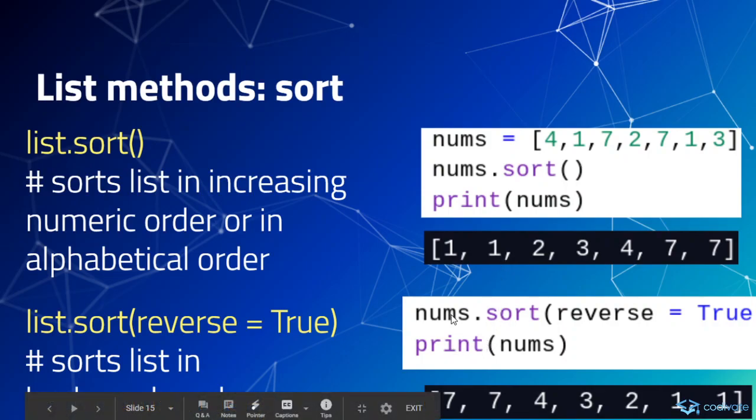Okay, so if you were to try this with the same nums list, and if you were to print that new list after it's been sorted in reverse, it would print 7, 7, 4, 3, 2, 1, 1.